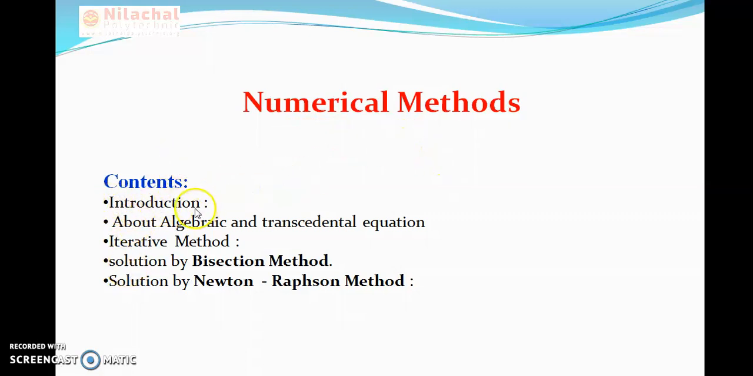First one is introduction. Then we'll discuss about algebraic and transcendental equation. Then iterative method. Then solution by bisection method. Then solution by Newton-Raphson method. So let us start introduction.